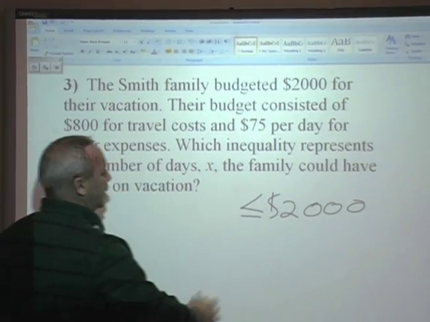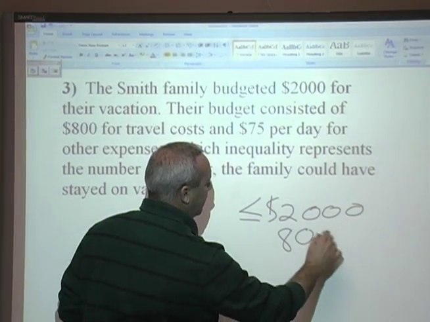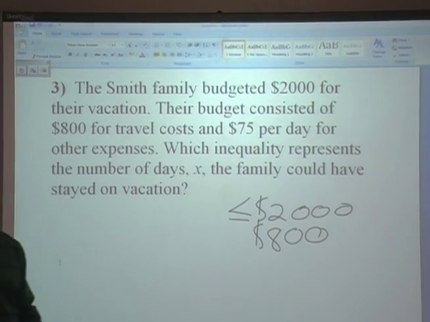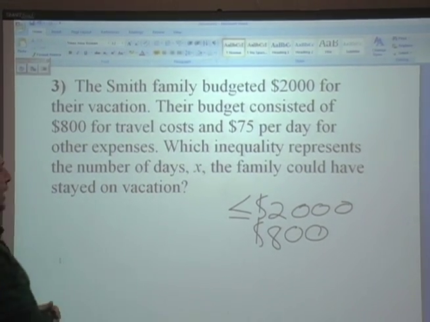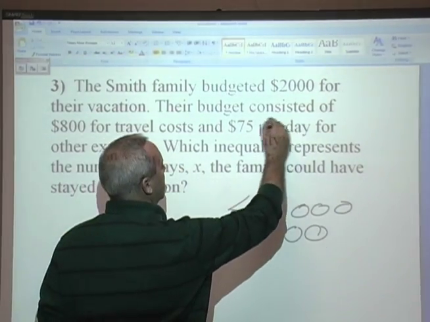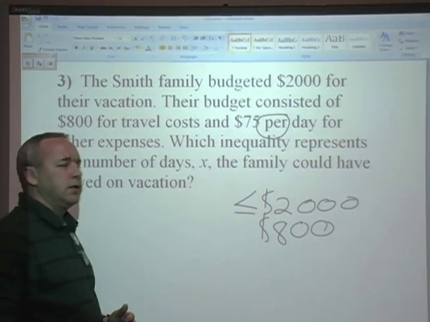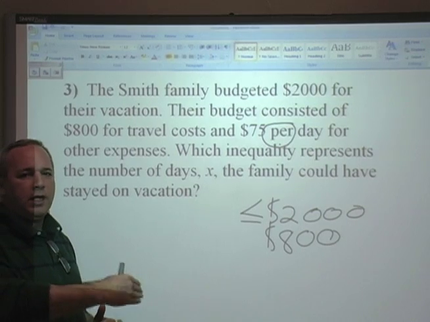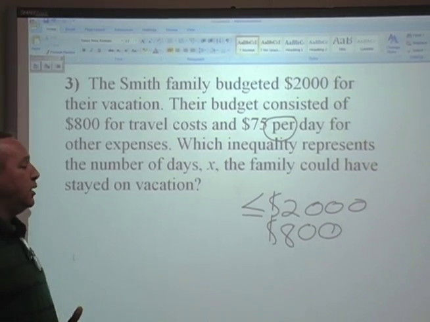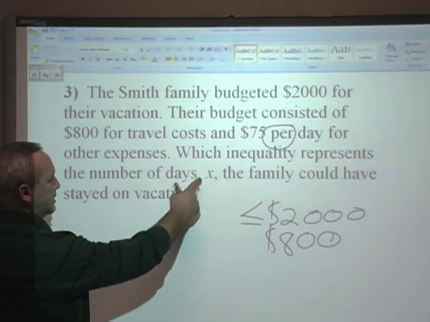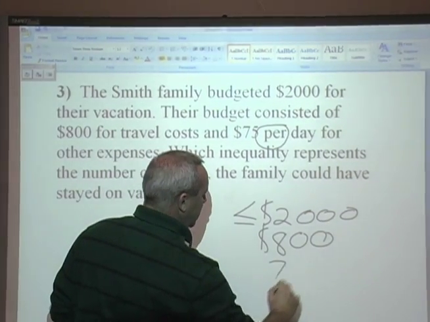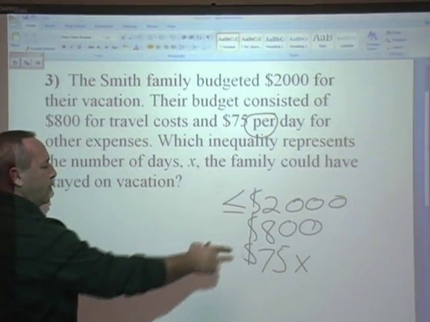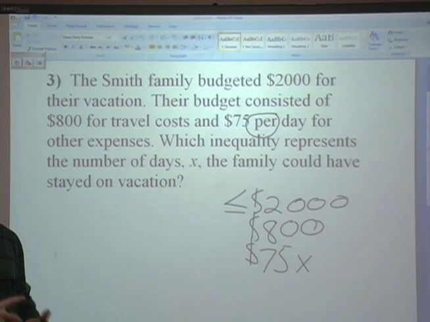We go to 800. 800 is a one-time cost, so there's no change in that. That's just going to be 800 as a constant number. The last thing is a per day. That is the very key word right there. It says $75 per day, which means that's going to be our variable, or our changing thing, that's going to determine the number of days X that we spend on vacation. So we've got our 3 pieces, and we're going to put those 3 together.